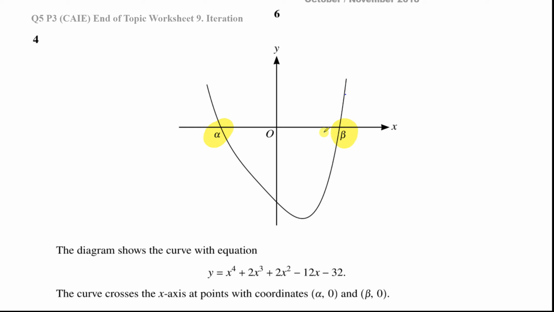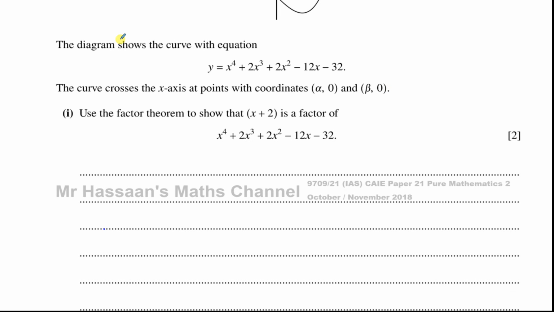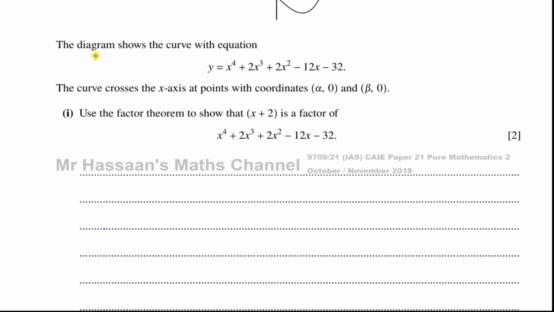Then we're told to use the factor theorem to show that x plus 2 is a factor of this expression. To use the factor theorem, basically what we do is find the value of x that makes the bracket that we have to show is a factor 0. So x plus 2 equals 0, so x equals negative 2. Then we call the function f of x, equals x to the power 4 plus 2x cubed plus 2x squared minus 12x minus 32, and then I'm going to replace the x with negative 2.